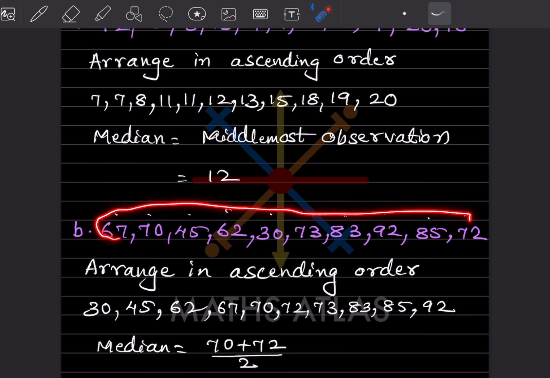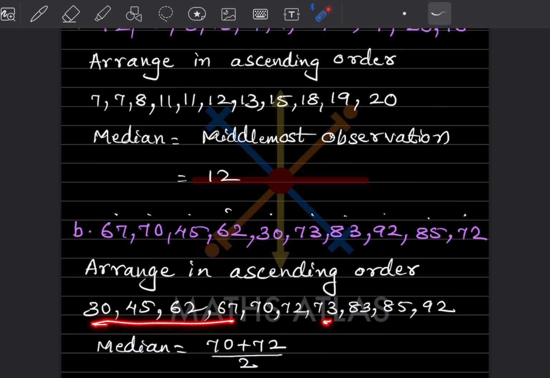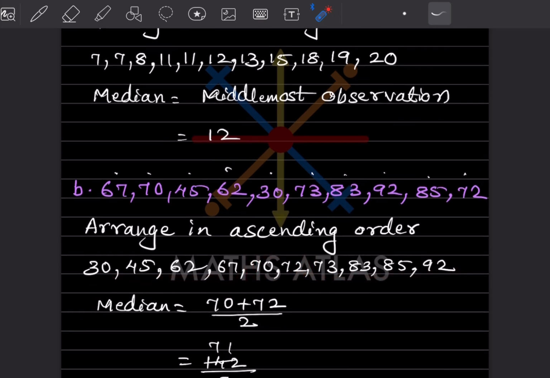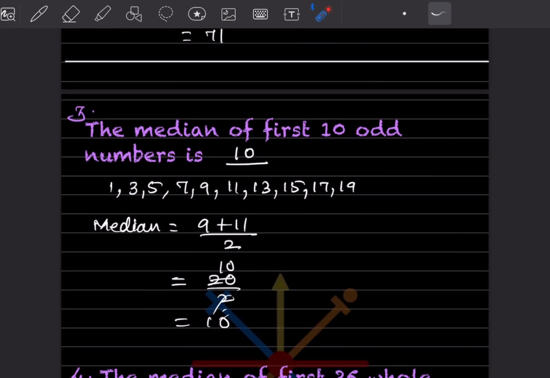Again, these numbers we are going to arrange in the ascending order. So here this is arranged in the ascending order. How many numbers do we have? 1, 2, 3, 4, 5, 6, 7, 8, 9, 10. So 10 means this is an even number. Even number means you have to take the middle pair. Here you will take 4, here you will take 4, and these are the two middle numbers, this is the pair. So 70 plus 72 divided by 2. This will be 142 divided by 2, which is going to be 71. So median is 71.